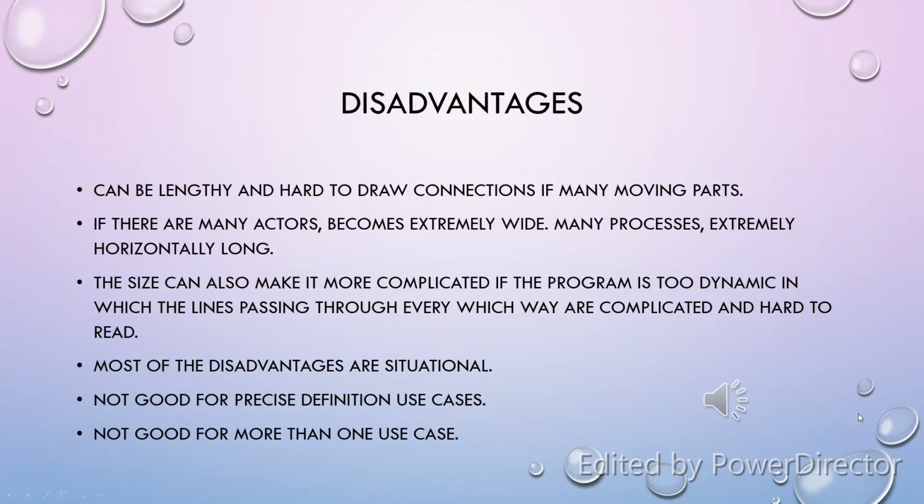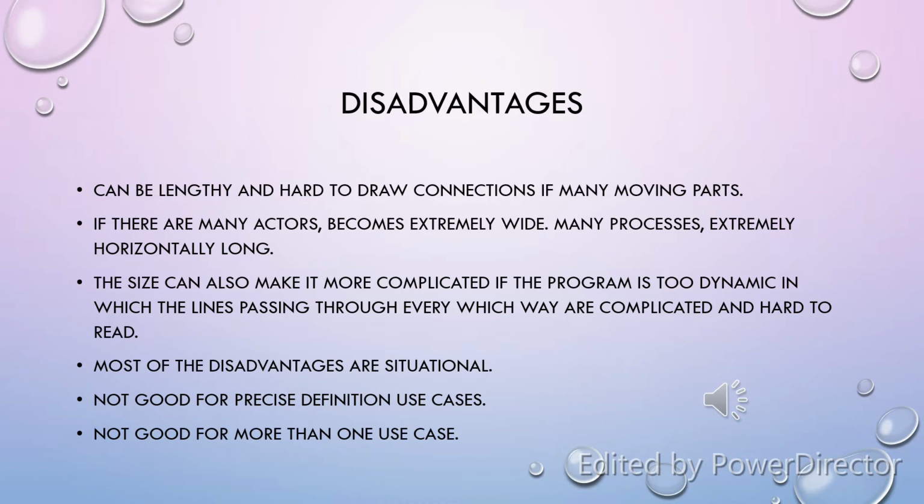Most of the disadvantages of UML sequence diagrams are to do with the complexity that they portray. If your system is complex with many calls and processes with many different actors, you can become lost. It can be lengthy and hard to draw connections if there are many moving parts. If there are many actors, it becomes extremely wide, with many processes extremely horizontally long. The size can also make it more complicated if the program is too dynamic, in which the lines passing through every which way are complicated and hard to read.